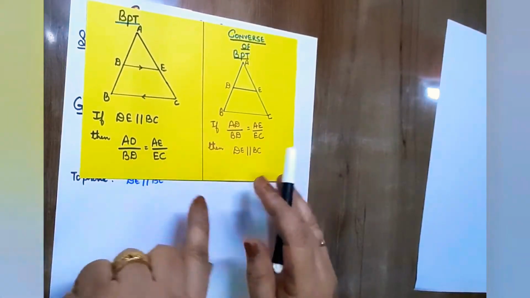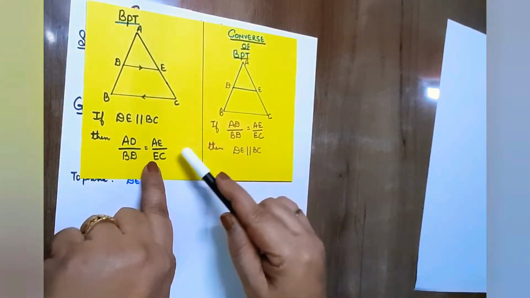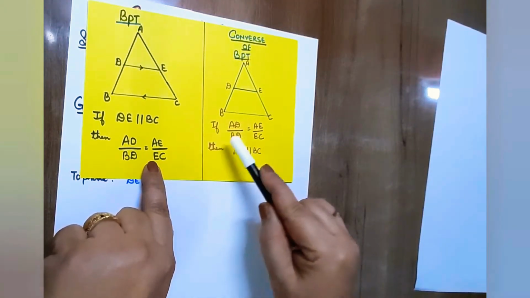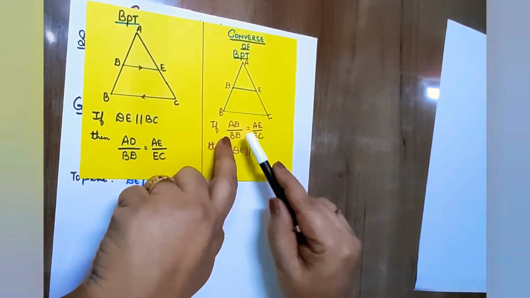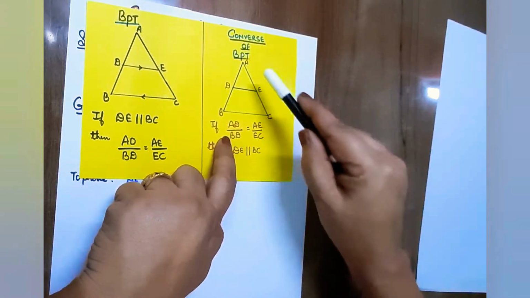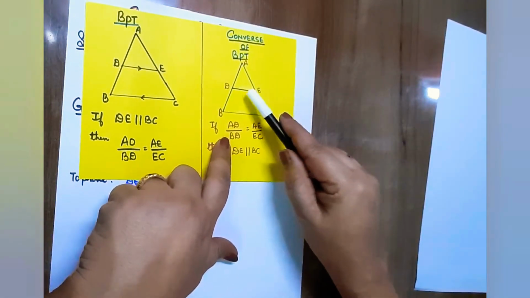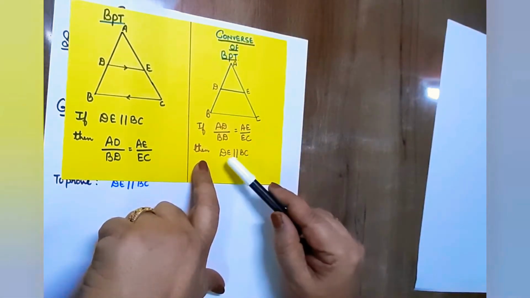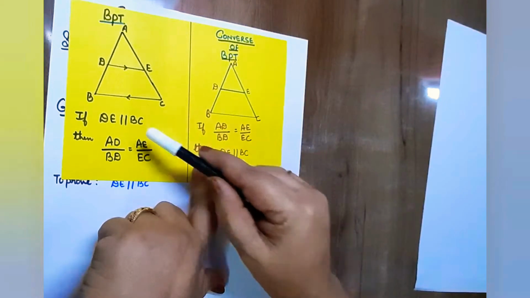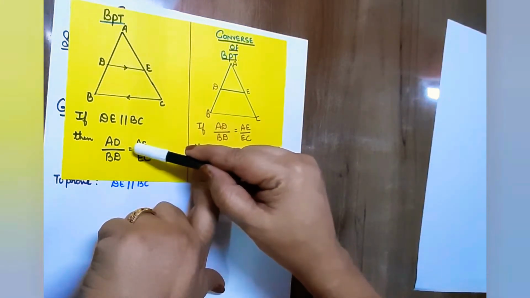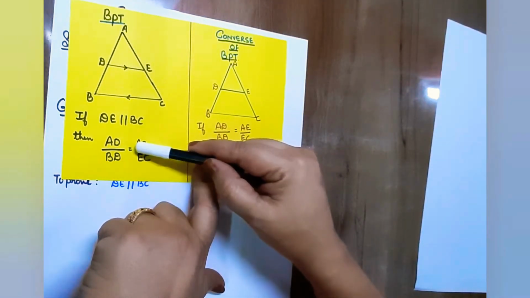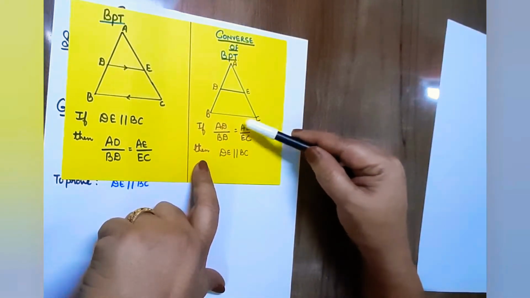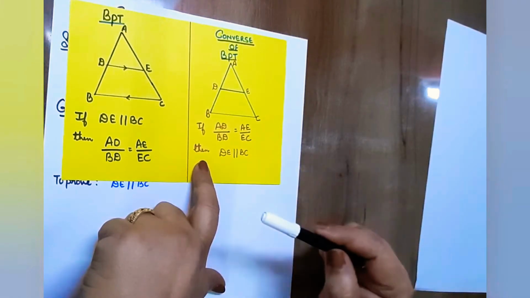But in the converse, it is exactly opposite of this. Here, what we have proved in BPT is given: AD by BD is equal to AE by AC. The sides are proportional, or the sides are in the same ratio. Then we have to prove here that DE is parallel to BC. Do understand: in BPT, parallel is given. In the converse, the sides are in the same ratio, and we have to prove it is parallel.